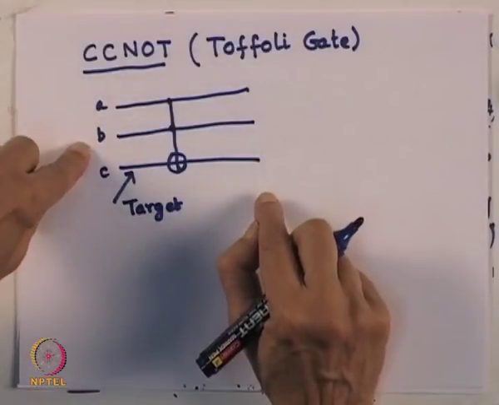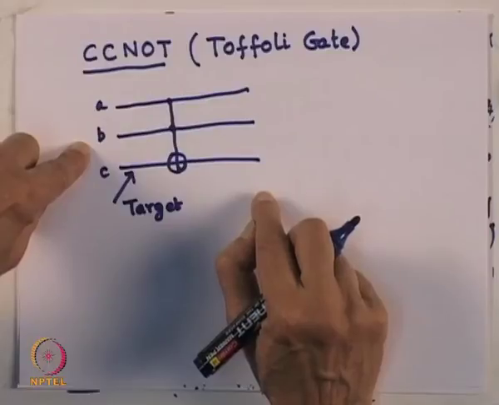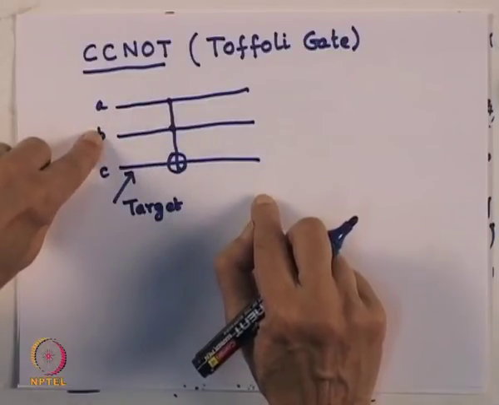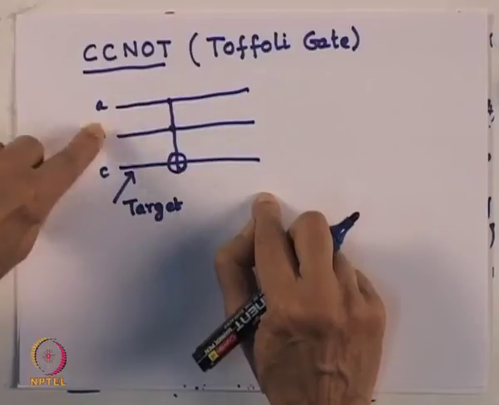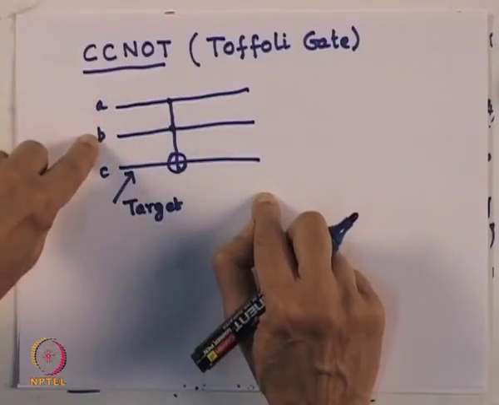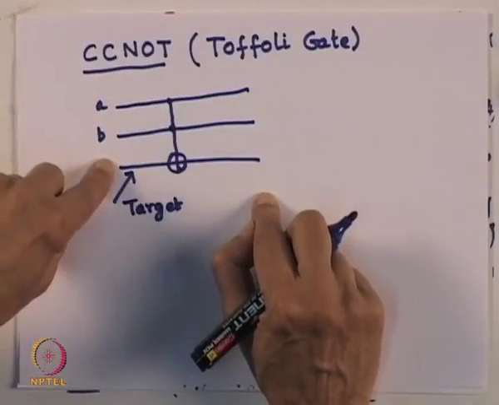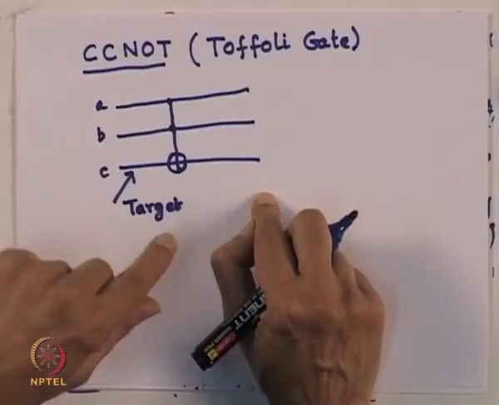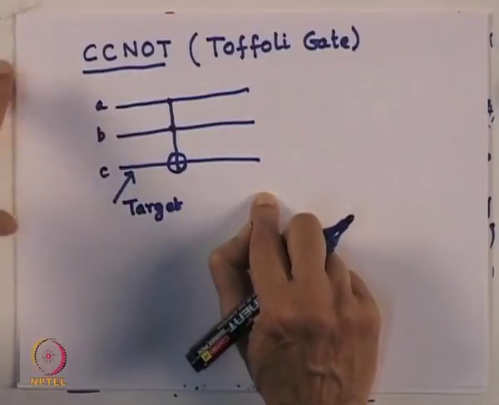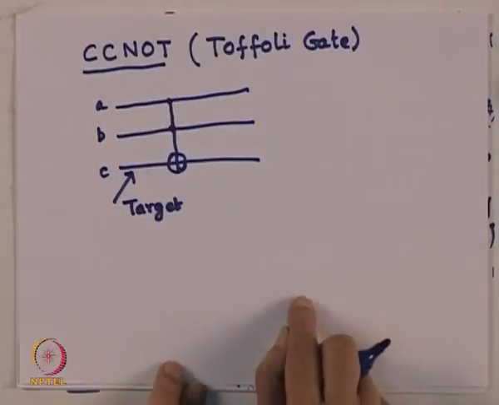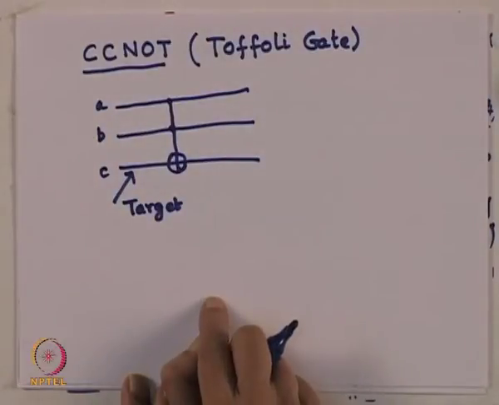both A and B, both the controls become equal to 1, which means if the product of A and B is equal to 1, then only C will be flipped. Now, look at the way a control bit's action on the target bit can be written.